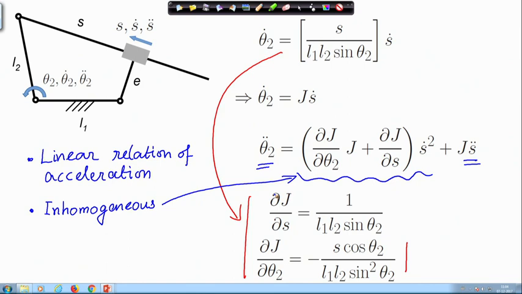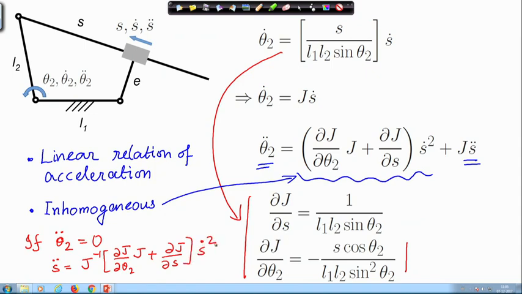Furthermore, if I want to move the output at a constant speed, in other words, if I want to have theta 2 double dot as 0, which means the output moves at a constant speed, I must have acceleration at the input, and that is obtained in this form. So, this is the acceleration that I must have at the input in order to produce a constant output speed.